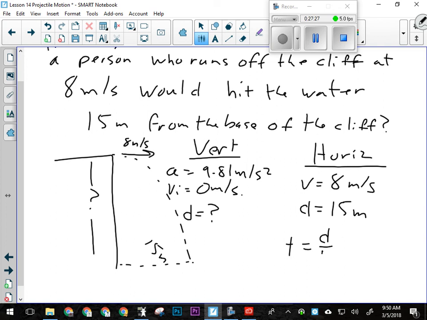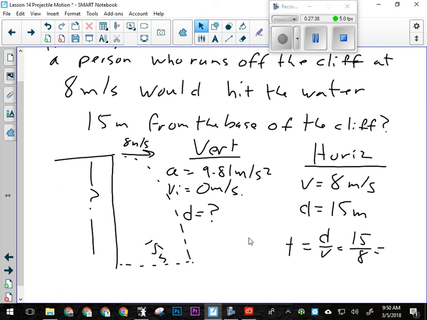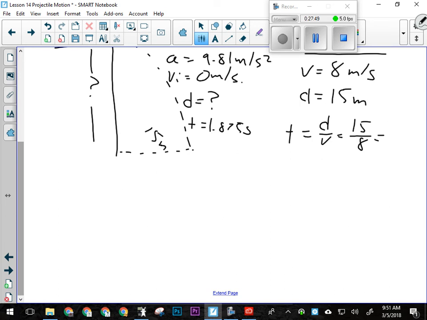So T equals D over V, so that's going to be 15 over 8. So we're looking at about 1.8 seconds or so, and 1.875 seconds. Now we know how long this object or person is in the air for. Now we can solve for D, because as we said, time is the only thing the two parts have in common. So D equals VI times T plus 1/2 AT squared.